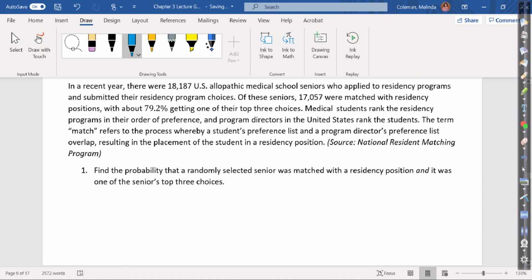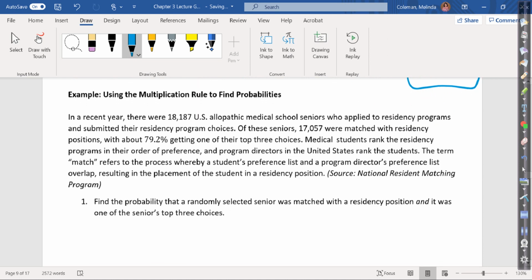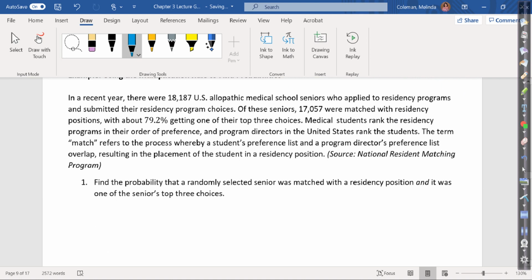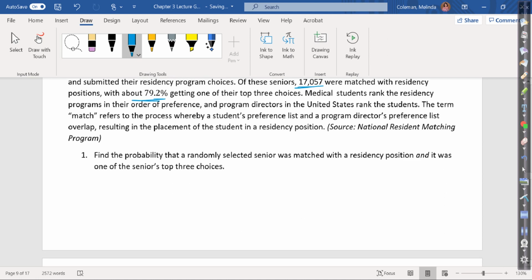All right. Again, some more examples of using the multiplication rule. In a recent study, 18,187 medical school seniors applied for residency programs and submitted their program choice. Of these seniors, 10,050 were matched with residency positions, with 79.2 getting one of their top 3 choices. Medical students ranked the residency programs in the order of preference, and the program directors rank the students. The term match refers to the process where they are matched with the student's preference and the program director's preference.